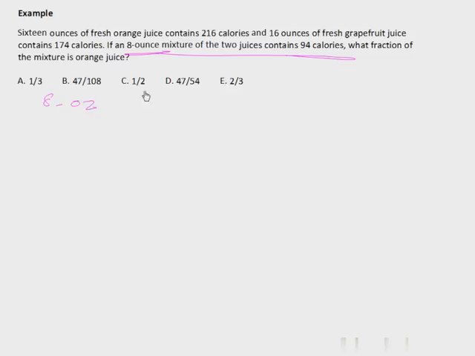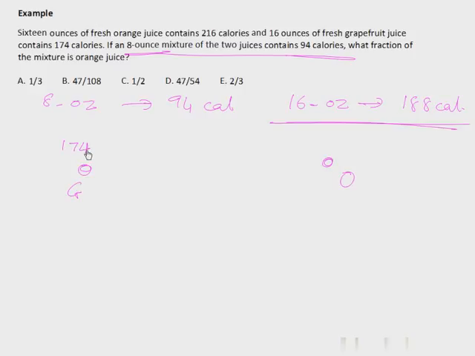8 ounces contains 94 calories. Therefore, 16 ounces will contain 188 calories. Now that's the number I want to work with, because I'm mixing 16 ounces of orange and 16 ounces of grapefruit juice. So let's again apply our proportion method. Grapefruit has 174 calories, orange has 216 calories. So those are the two ends of my number line. And I want to know where 188 calories is.